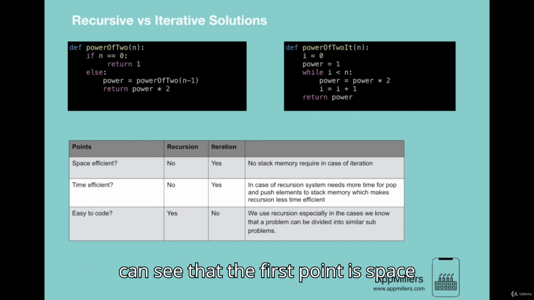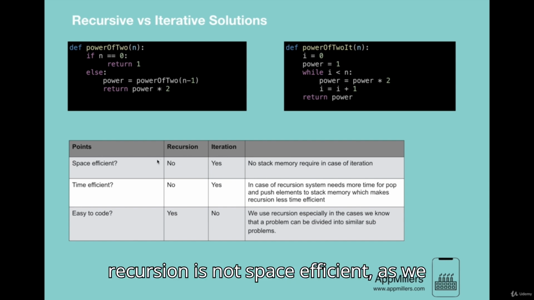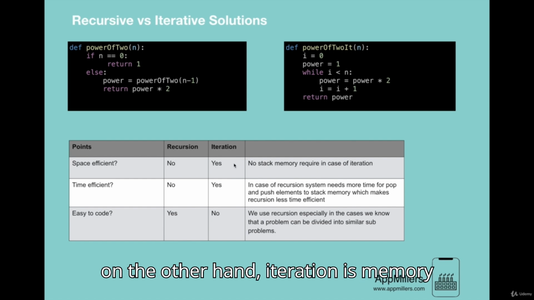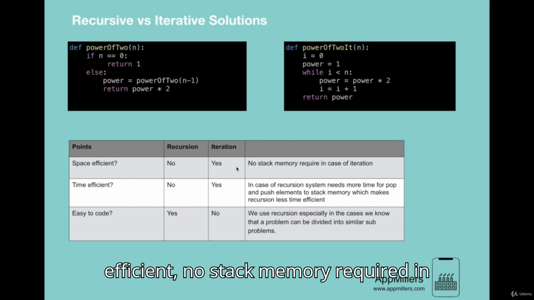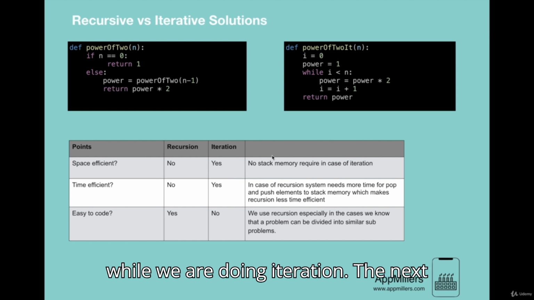Here you can see that the first point is space efficiency. Recursion is not space efficient, as we said that it takes O(n) space complexity, but on the other hand, iteration is memory efficient. No stack memory is required in case of iteration. So we are not inserting any method to stack memory while we are doing iteration.